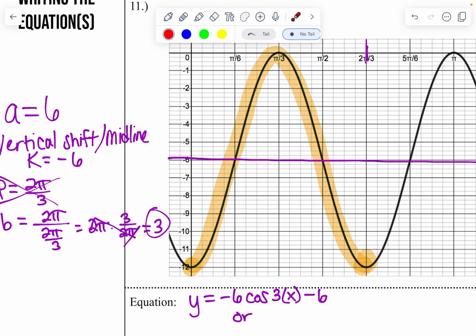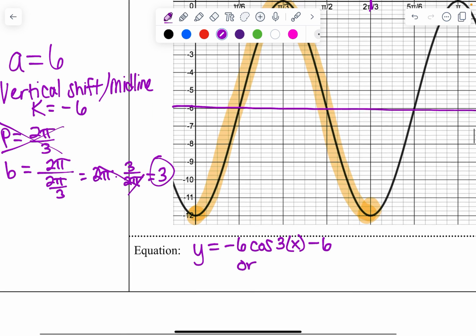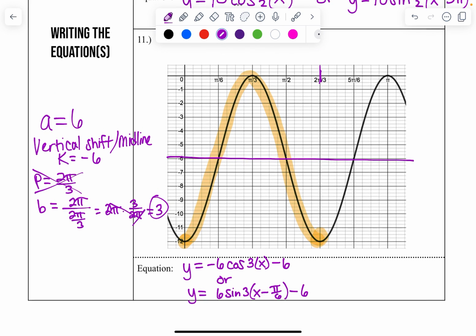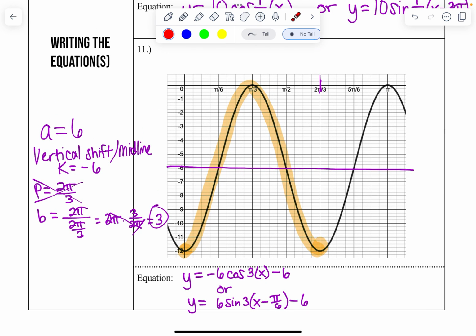Or we could view it as a sine function that starts here with a phase shift of pi over 6. So we could say +6 times sine b value x minus pi over 6. And we still have that -6 on the outside. Because if we start here, we're going up, down, over, that would be a sine function from there. So there's always more than one possibility. Challenge yourself to see if you can write both a sine and a cosine for each one you do.